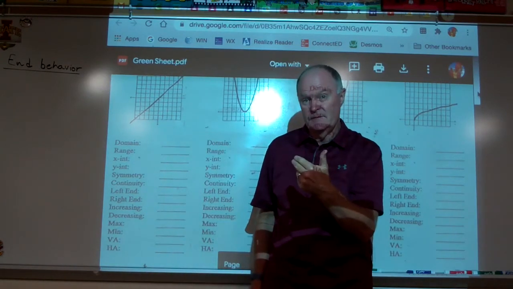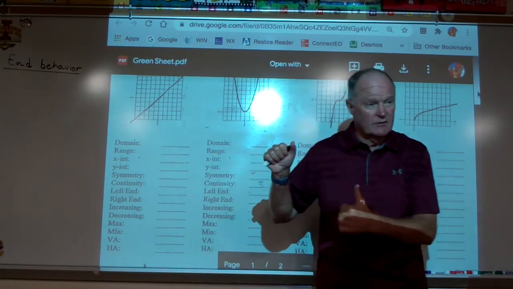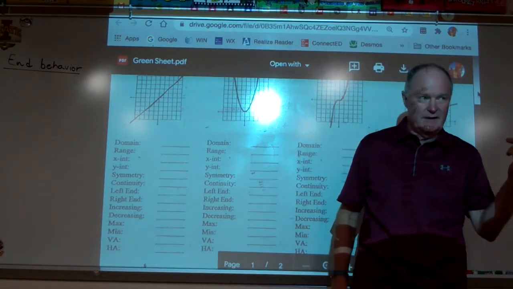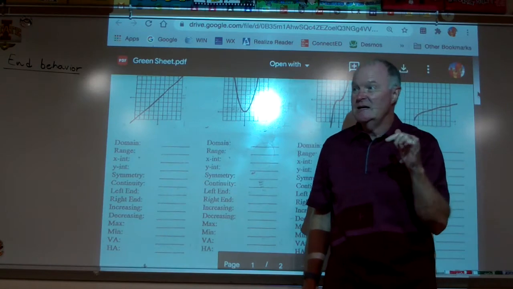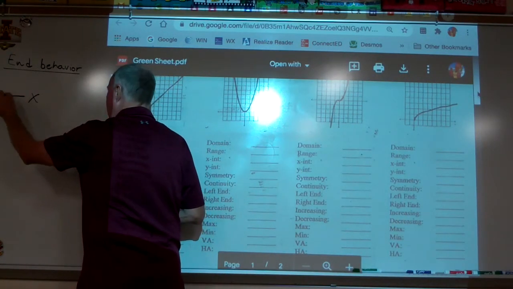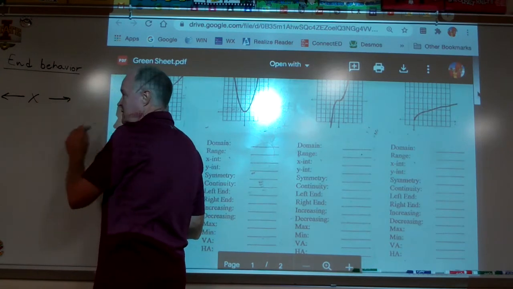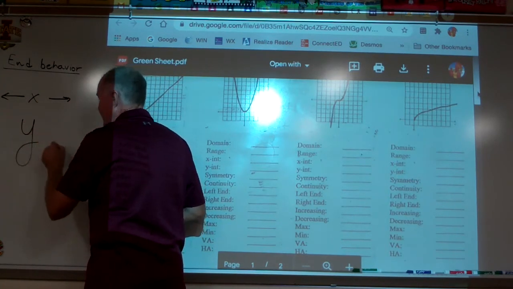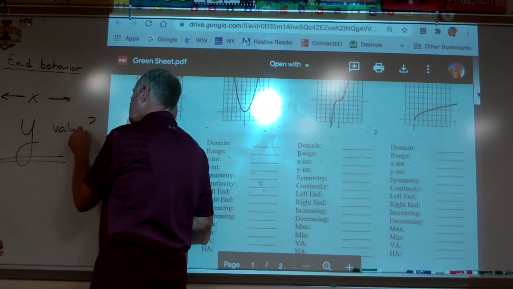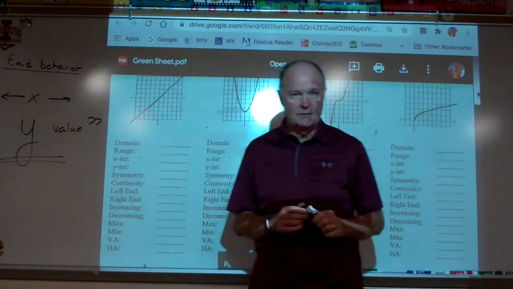That's the left end behavior. The right end behavior is, when I go all the way to the right, what is the y value doing? The key in all of this is x is going to go left, x is going to go right, but what is the y value doing? That's what the end behavior is all about.